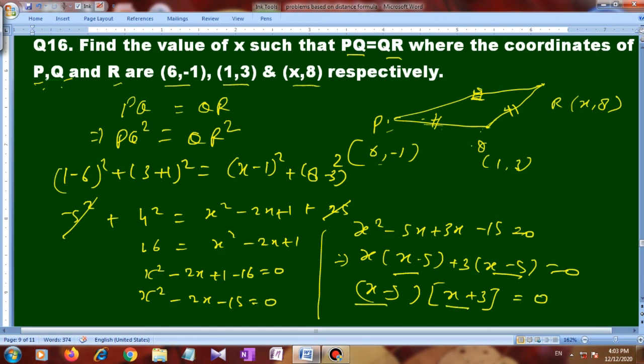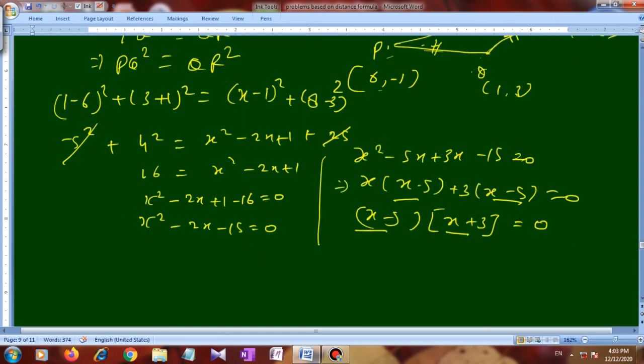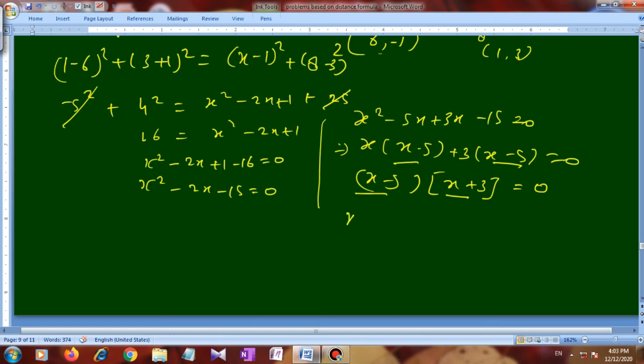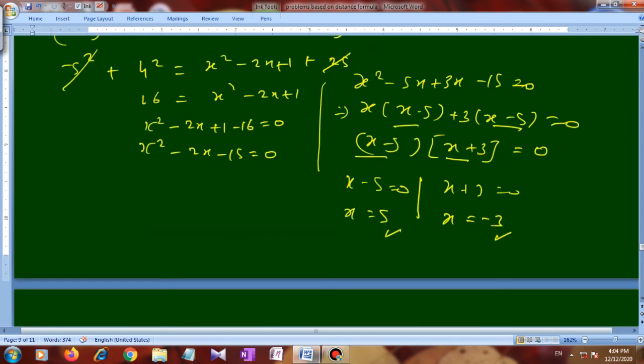So the product of these two factors is 0. It means at least one of them is 0, or both are 0. Equating these factors to 0, we get x minus 5 equal to 0 and x plus 3 equal to 0, so x equal to 5 and x equal to minus 3. So the value of x is 5 or minus 3. In this question, you can find the value of x, and this is your required answer. Thank you.